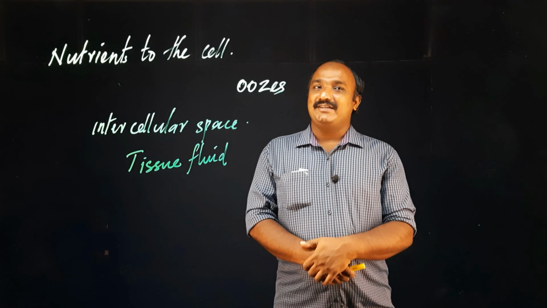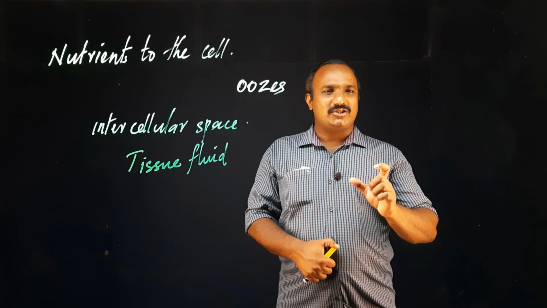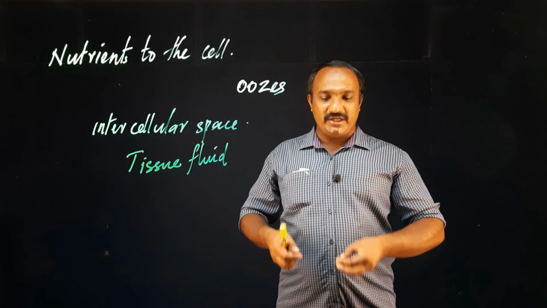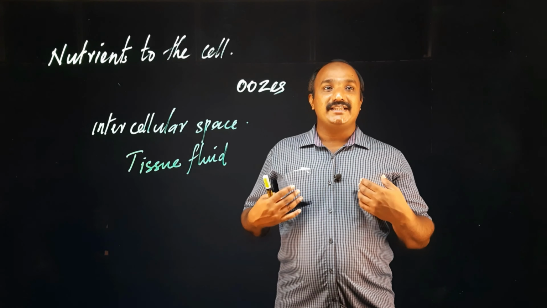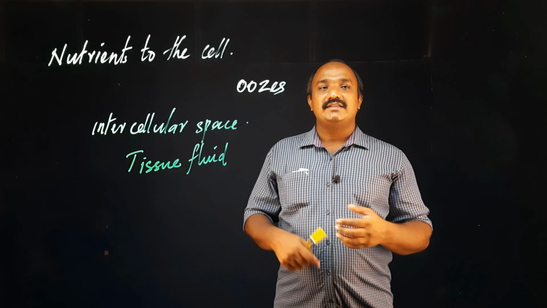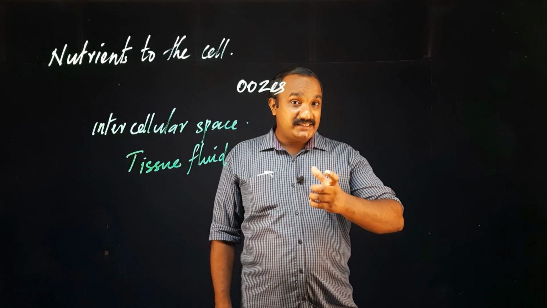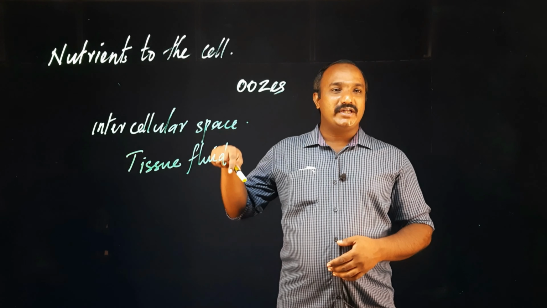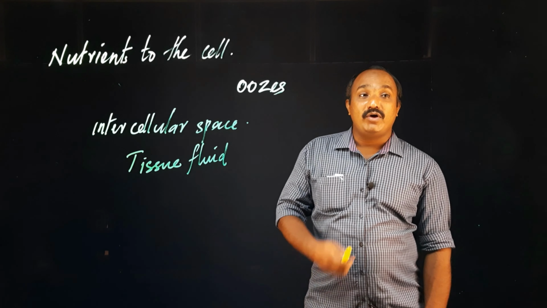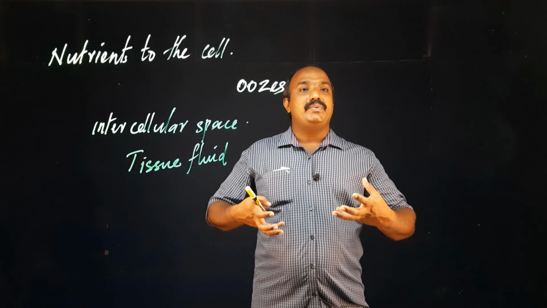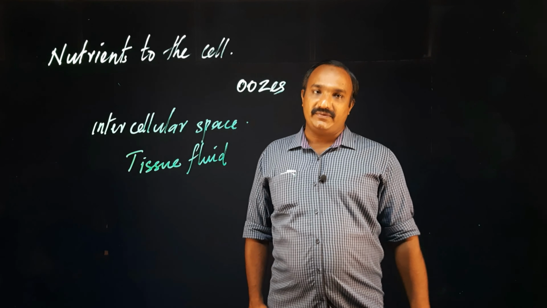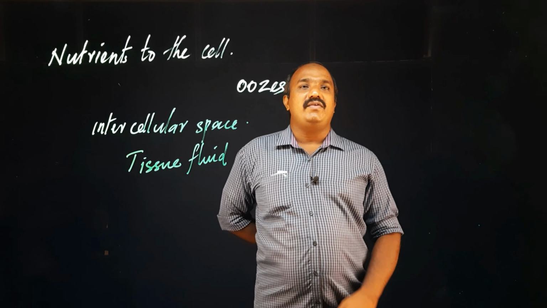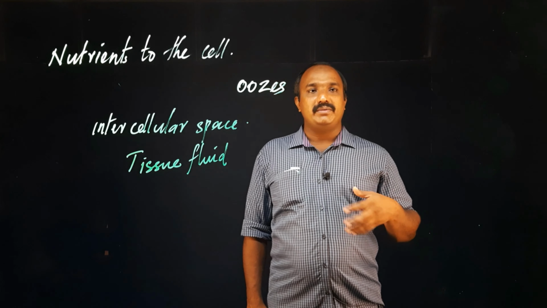So the cell will be in direct contact with tissue fluid. That is why the cell gives the waste materials to the tissue fluid, and takes the oxygen and the nutrients from the tissue fluid. So exchange of material between the cell and tissue fluid takes place when the tissue fluid comes into the intercellular space. After that, the tissue fluid will be absorbed back into the blood itself, because it is formed from the blood.